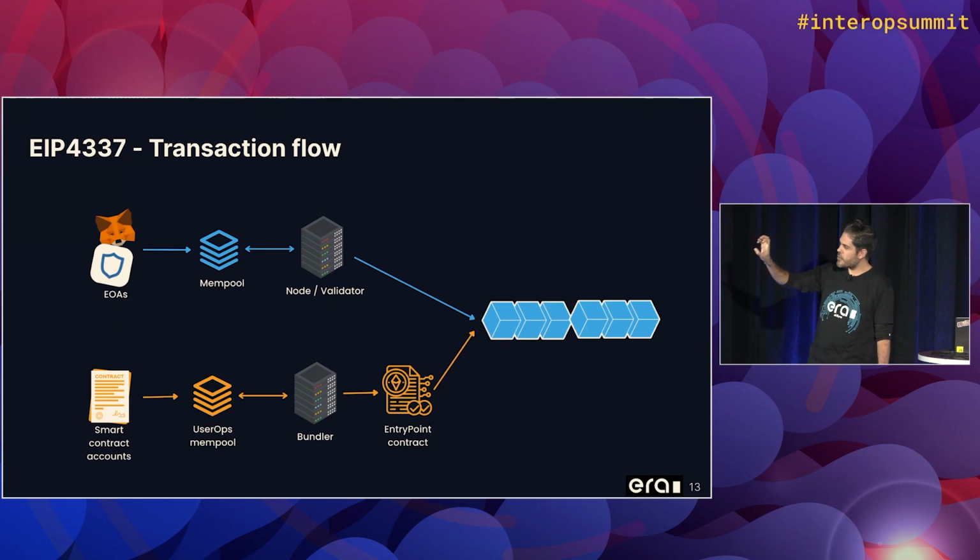And then we will have the bundlers taking these transactions, bundling them together, and sending batches of user operations to the entry point smart contract. And the entry point smart contract will verify these transactions, execute them, and put blocks into the blockchain.